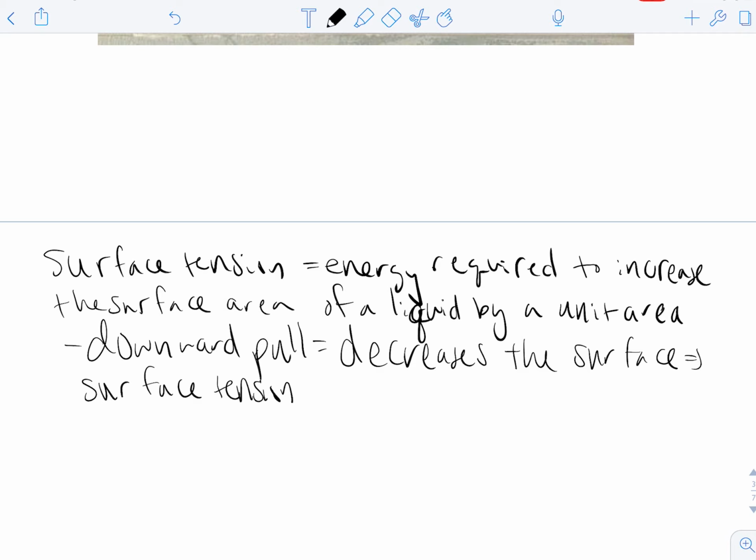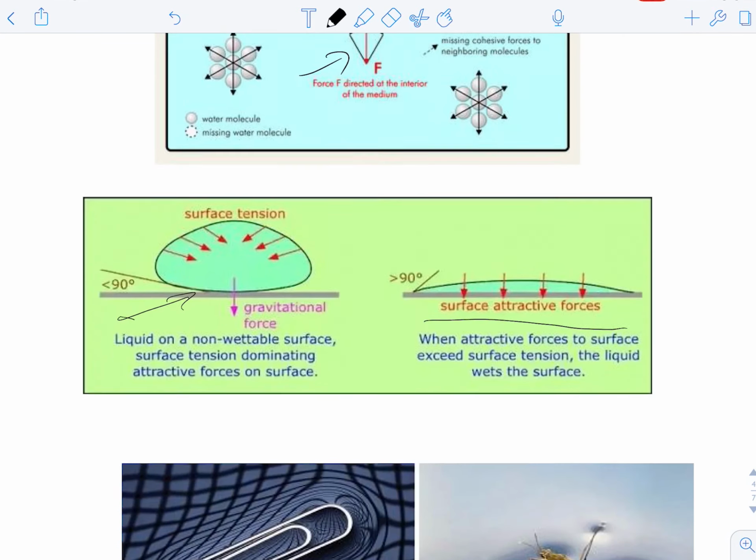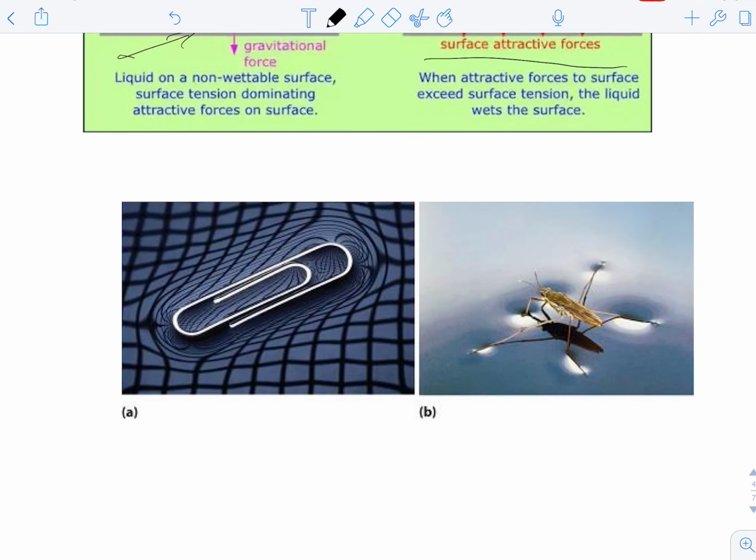Okay, and in order to overcome that surface tension, we have to add energy to either expand or to break through a surface. If you've ever seen really light objects, such as a paperclip or a bug, just stay on the surface without breaking through, that's all due to surface tension. They're light enough that the effect of gravity is not strong enough to break that surface tension.